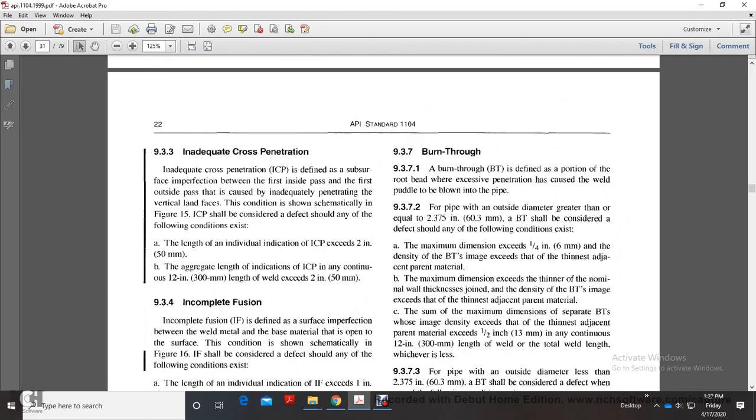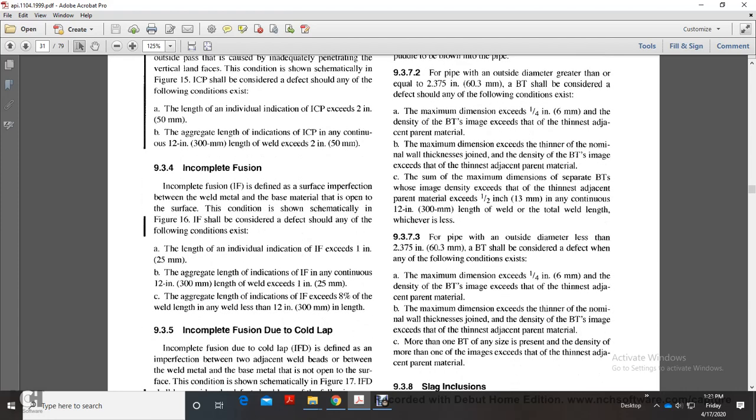And then 9.3.3 Inadequate cross penetration. Inadequate cross penetration, or ICP, is defined as a subsurface imperfection between the first inside pass and the first outside pass caused by inadequate penetration of the vertical land face of the bevel. The condition is shown schematically in Figure 15. Inadequate cross penetration shall be considered a defect should any of the following conditions exist: the length of an individual indication of inadequate cross penetration exceeds 2 inches; the aggregate length of indications of inadequate cross penetration in any continuous 12-inch length of weld exceeds 2 inches.